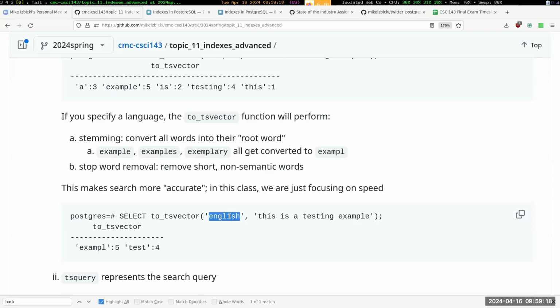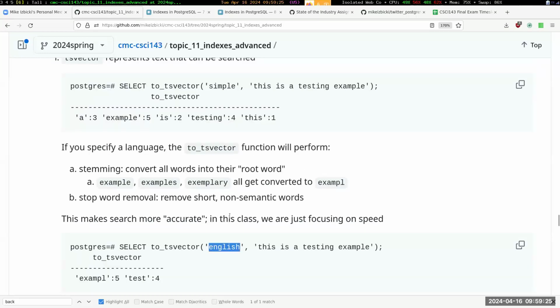Postgres has about 30 or so different languages built in, and they all have different features to them. So for example, here this is English, and these stop words that get removed are specific to English. And if you were to change this from English right here to a different language like Chinese, then these words right here would not be removed for English. So for each language, there is a special dictionary of words that are going to get removed.